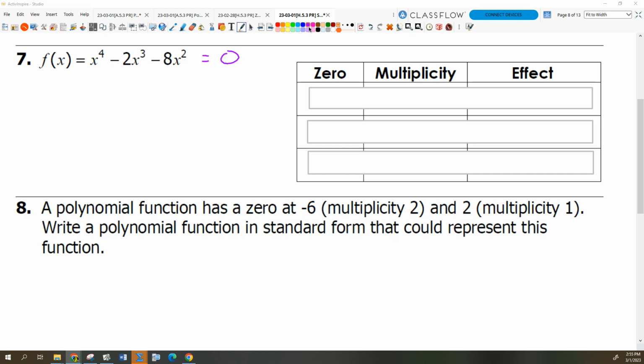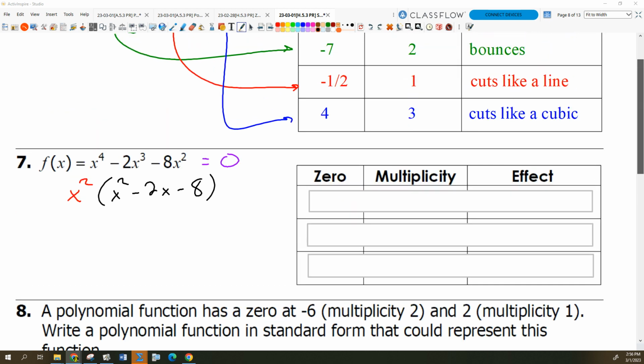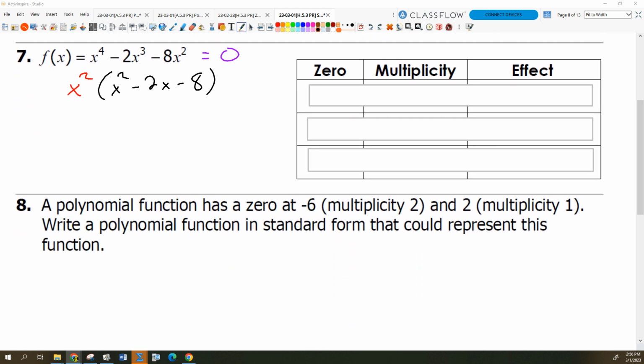So what can I do first? Okay, factor out an x squared. Good. And what's that leaving behind if I do that? -8, okay. And then let's see, okay. What does that factor into? So I can break that apart.